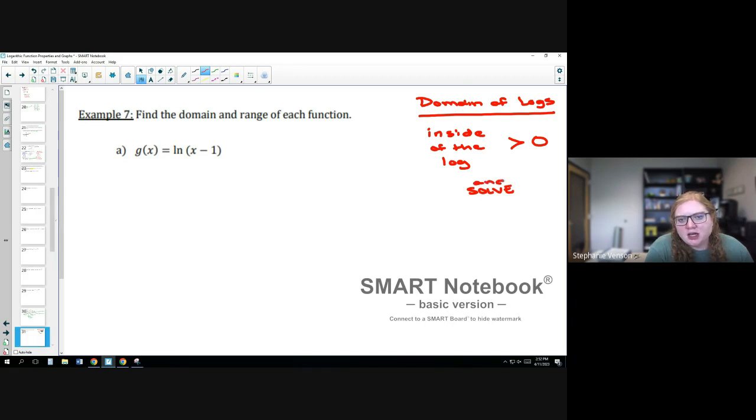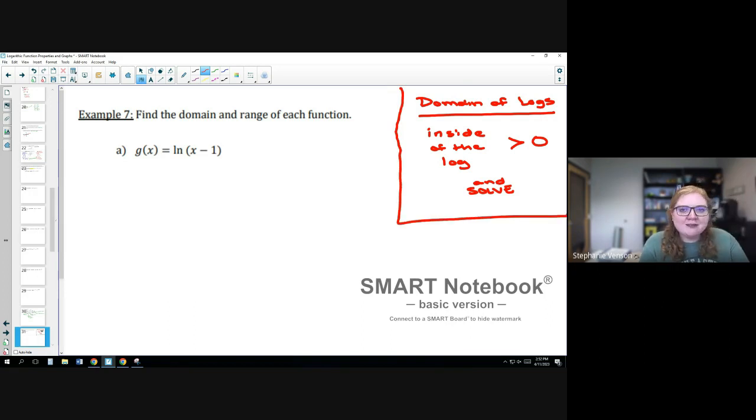So we'll say take the inside of the log, set it greater than 0, not greater than or equal to. That's what we do for square root functions. But we just want to set it greater than 0 and then solve. And that's how we find the domain of logs. Okay, so there's our rule.